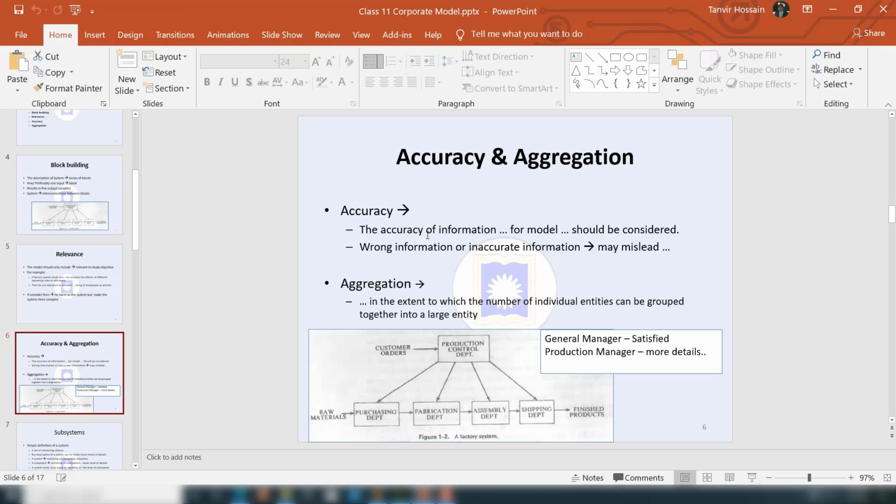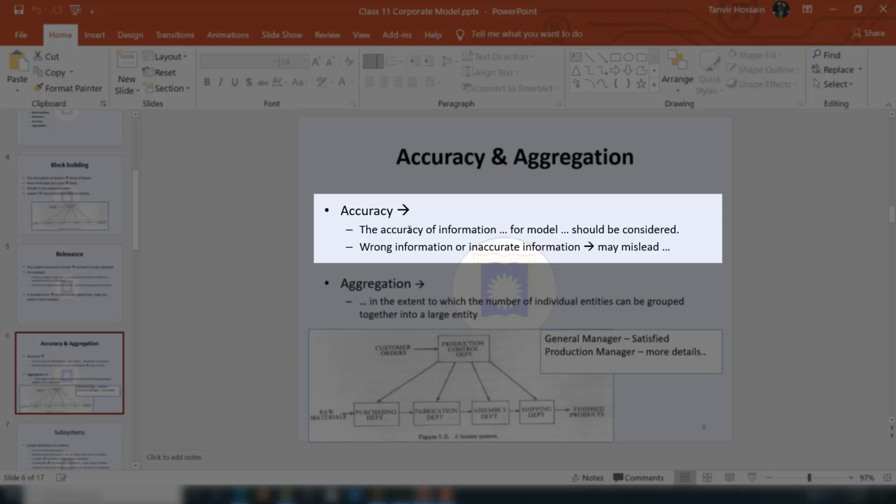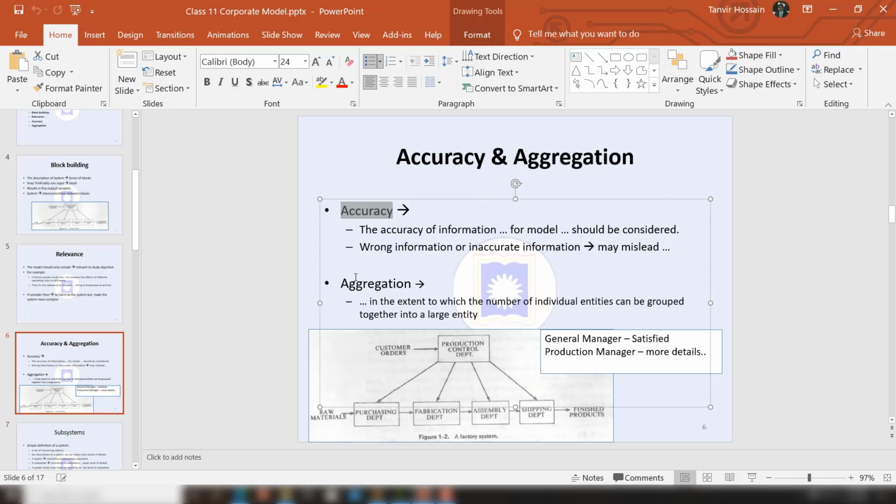So let's go to the other two principles, that is accuracy and aggregation. Accuracy means the accuracy of information for the model should be considered. When we are trying to simulate or create models, we are studying an existing system or a system that we are conceptualizing. So your ideas, conceptions, or the study information should be accurate. Any wrong or inaccurate information may mislead your simulation in a different direction. So that's bad. So you need to consider accuracy.